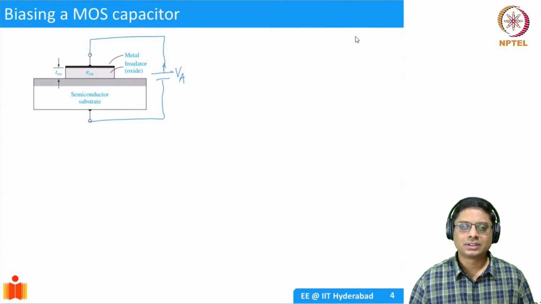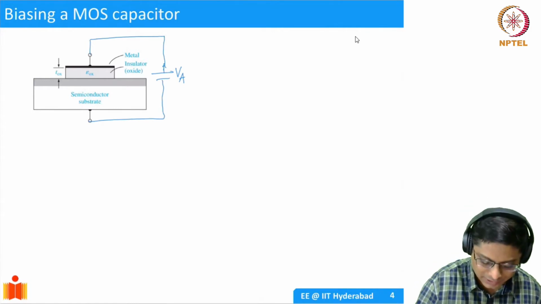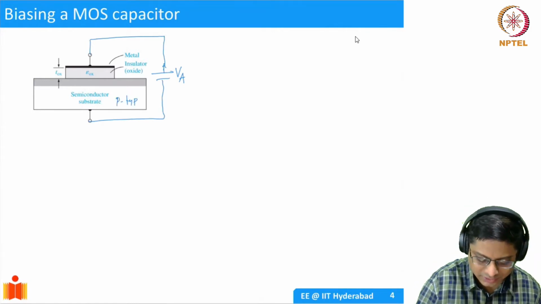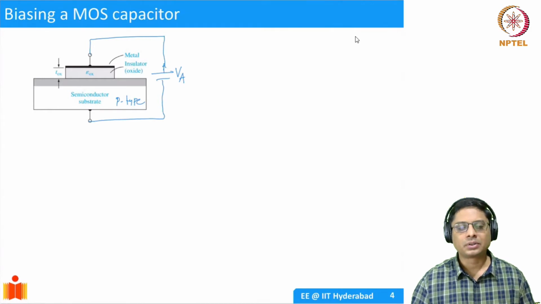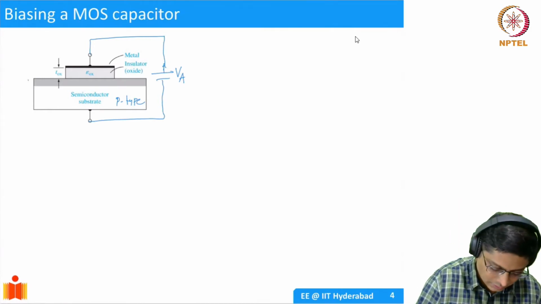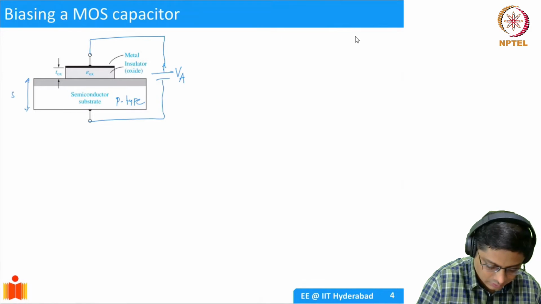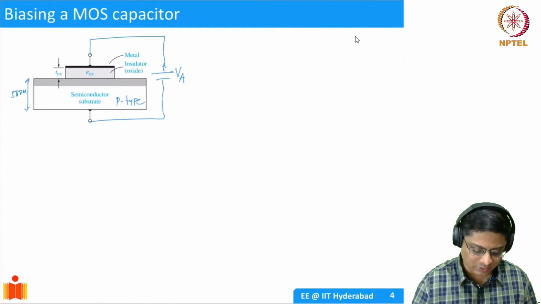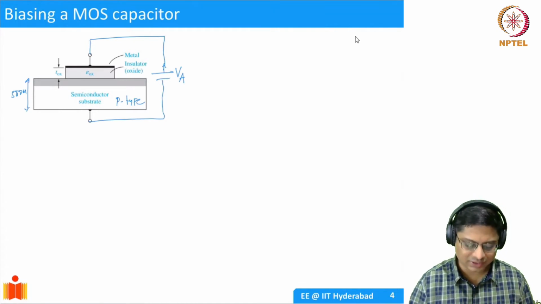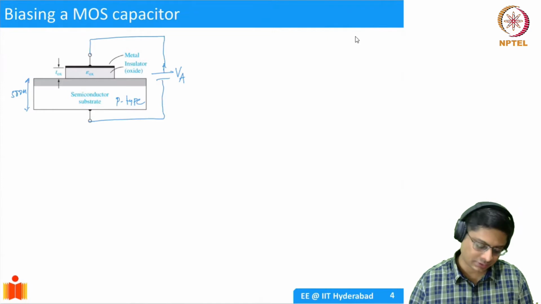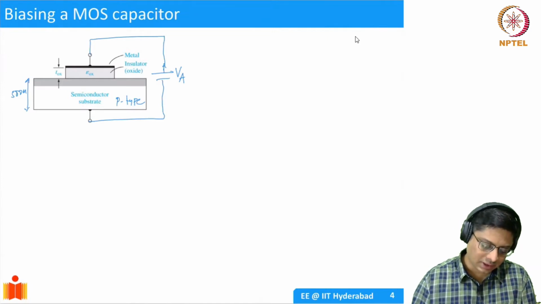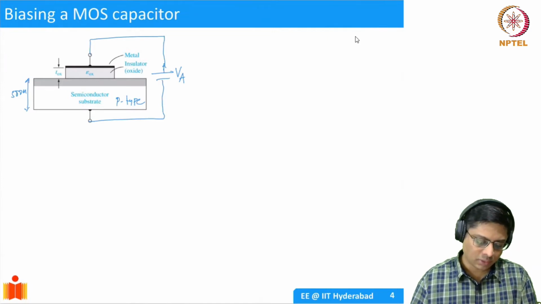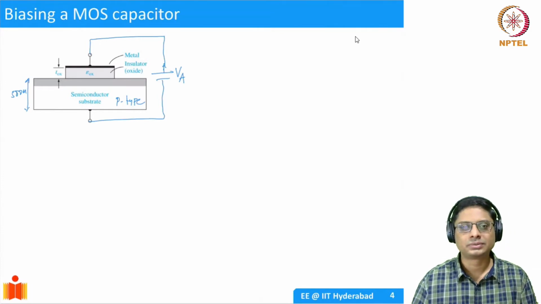Remember, the semiconductor has certain doping. Let's say we assume for a moment that it is p-type doped. So this is a 500 micrometer thick wafer, and we have made good ohmic contact with the semiconductor, so there's no voltage drop across that. And then there is this oxide, which has thickness TOX, and then you applied a positive voltage on the other side. What do you expect?